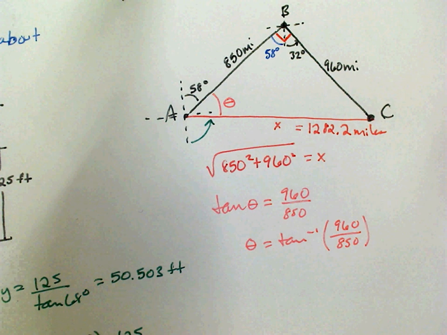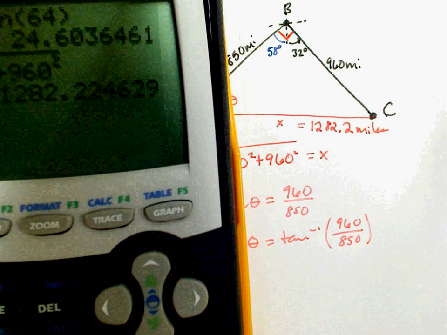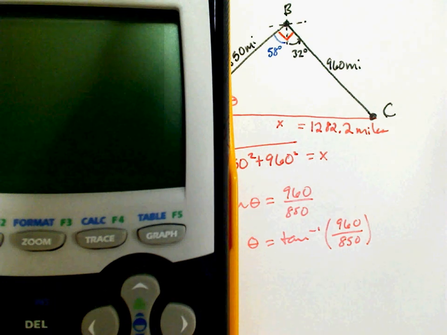Gotcha. Okay. All right, so we're going to take the tan inverse of 960 divided by 850.